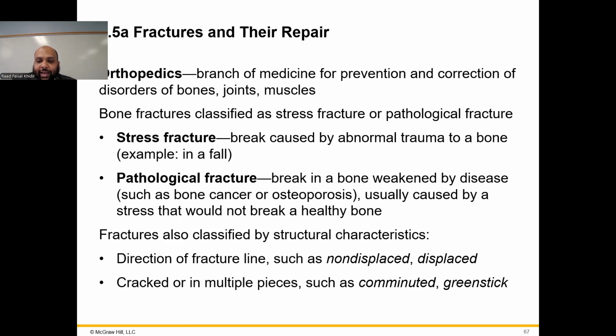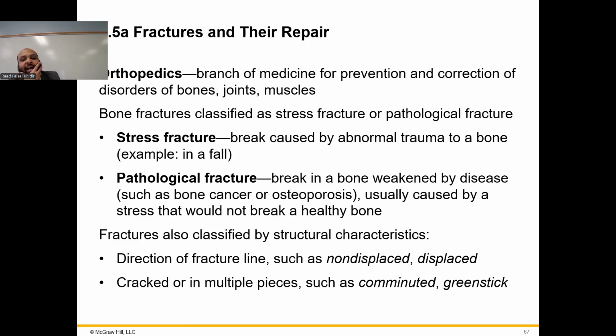Bone fractures are classified as stress fracture or pathological fracture. A pathological fracture is a fracture that is caused by a pre-existing pathology. Like if you have a disease, maybe kidney failure, you are unable to reabsorb calcium, so you're losing too much calcium, your bone gets weaker, your bone breaks. That's a pathological fracture. It is caused secondary to some original disease that caused the bone weakness.